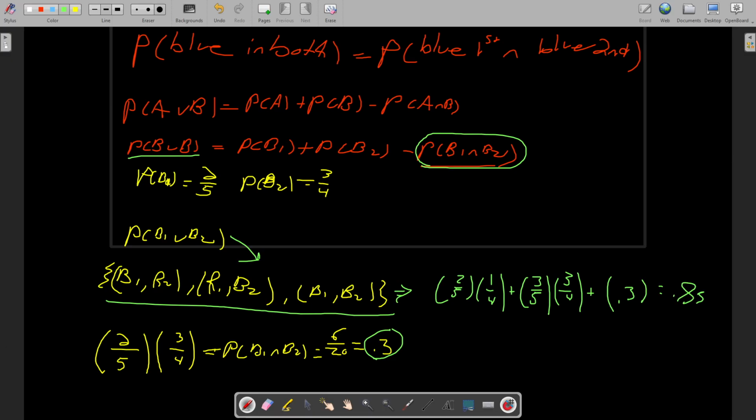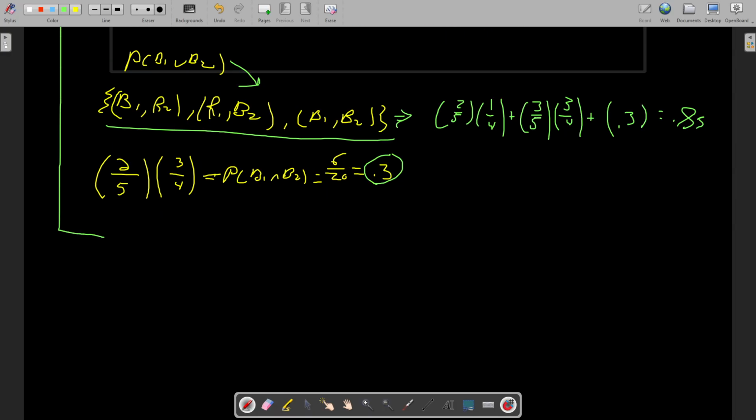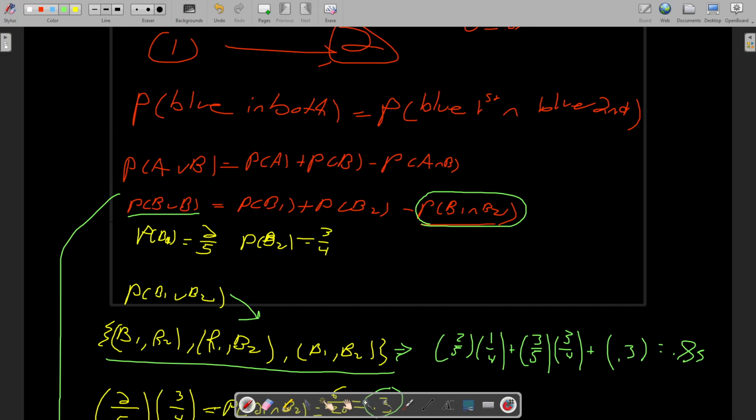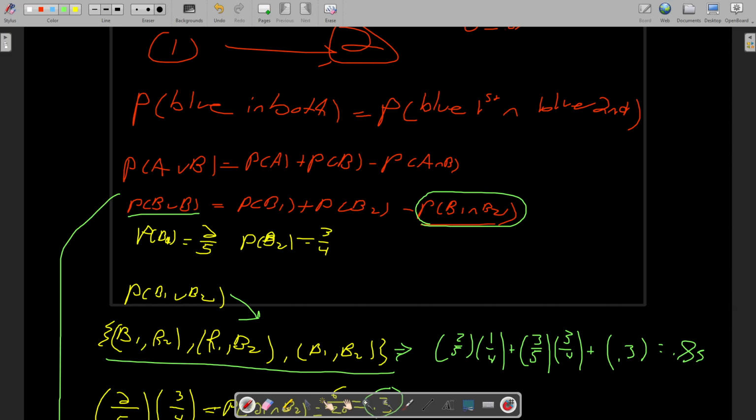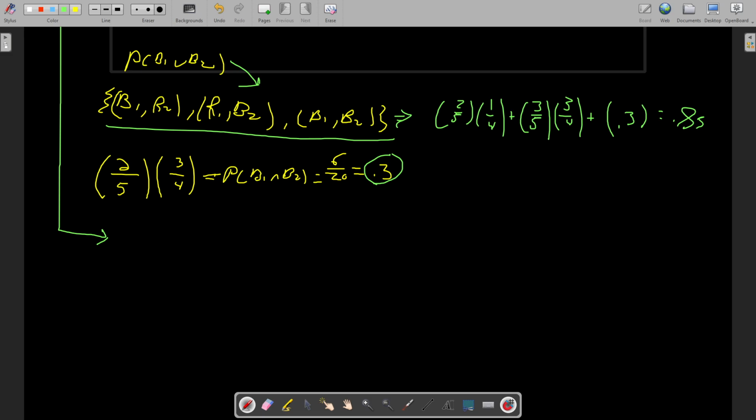So now we can kind of use this method. And this method's really, I don't know why I started with it first. That was kind of silly, but it's for if you're given the and you need to find the or, or if you're given the or and you need to find the and. But we have the or, so let's find the and.